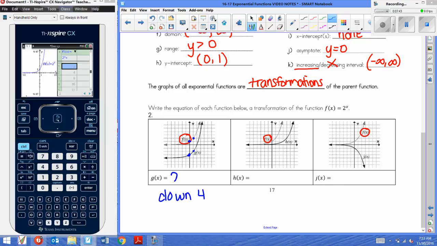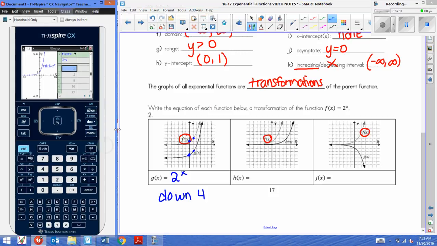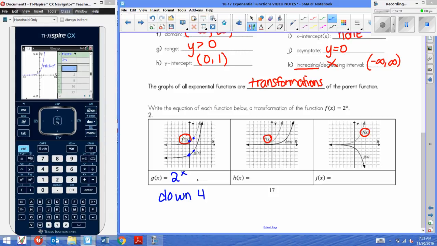Well, we always start with our parent function, right? 2 to the x. How would I show a shift of down 4? Well, a shift of down 4 would be subtracting 4 on the outside of the function, similar to what we did back in Unit 2.